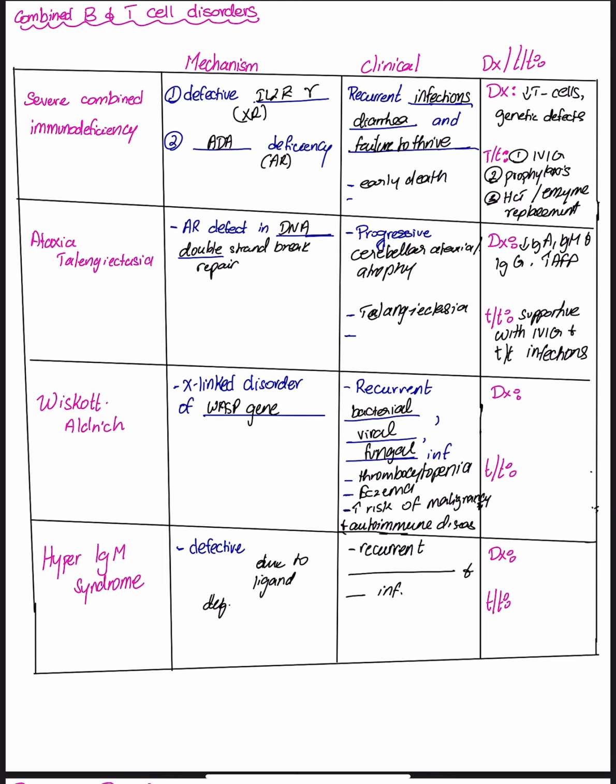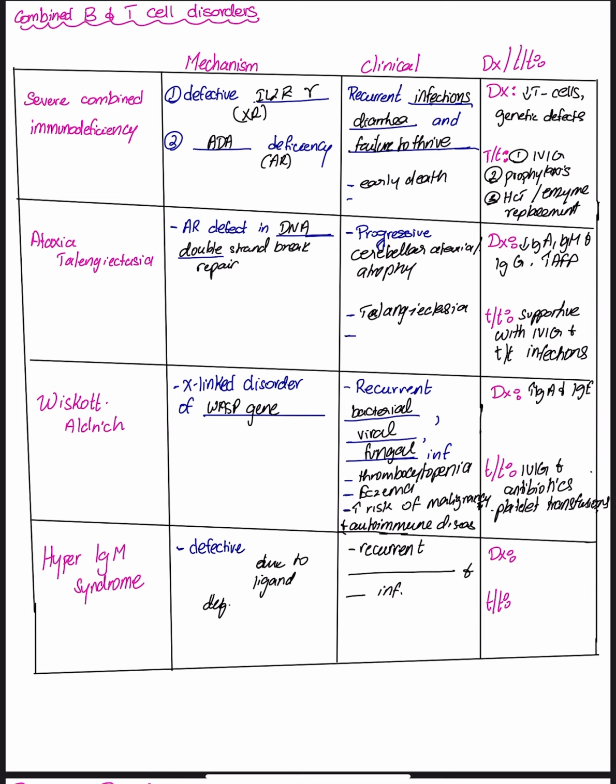And how do you diagnose it? You can diagnose it with increased IgA and IgE. Treatment is IV immunoglobulin and antibiotics, and platelet transfusion if it's severe bleeding.